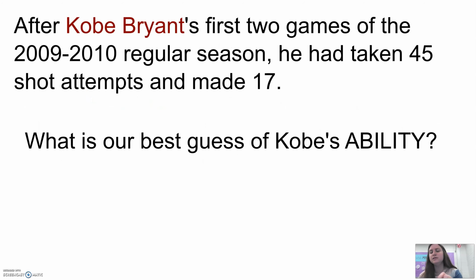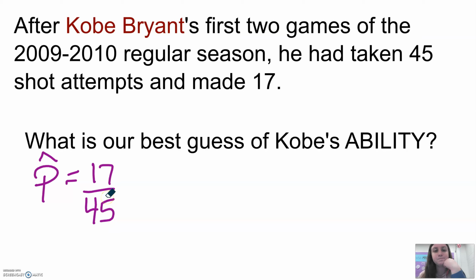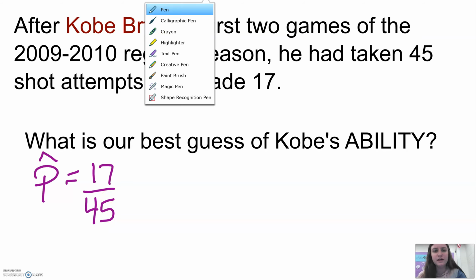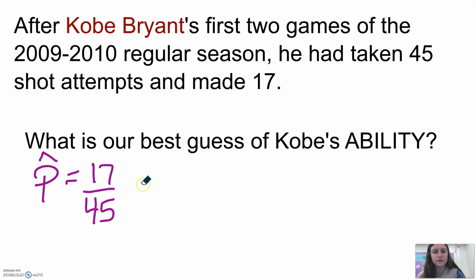Now, what we need to know is that everything we do is to find the ability, but what we know is a performance. We know the performance of Kobe. So in those 2 games, his performance, or we call that our good friend p hat, was 17 out of 45. Or 0.378 if we divide. It's like 0.3777, so we're going to round up.